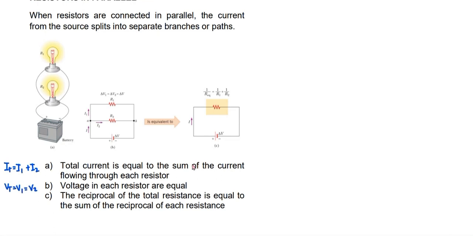And the equivalent resistance, R sub T: the reciprocal of the equivalent total resistance, R sub T, is equal to the summation of the reciprocals of each resistor. So that's for resistors connected in parallel.